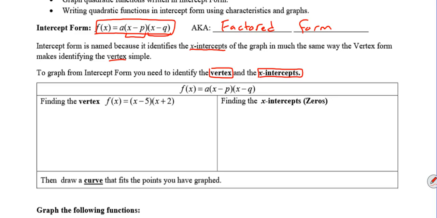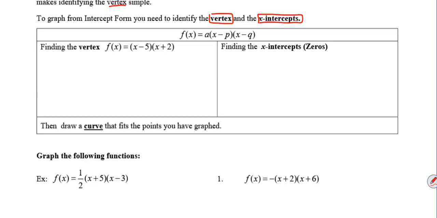Again, here's our factored form in general. And for simplicity's sake, let's actually change that 5 to a 4. So it should say f of x equals the quantity x minus 4 times the quantity x plus 2. All right, and that'll make it much easier for us to work with.